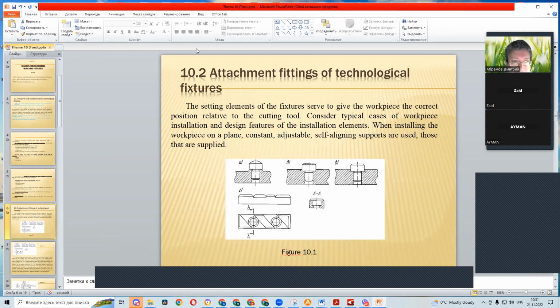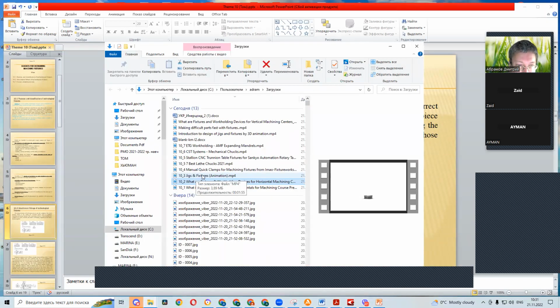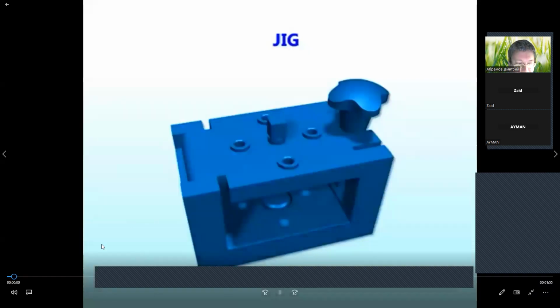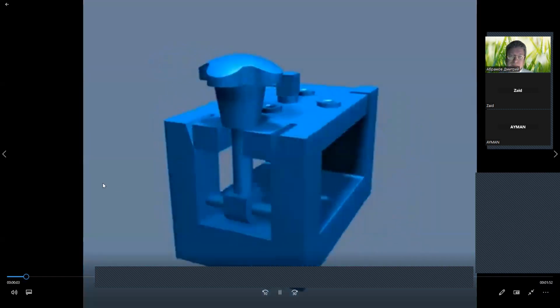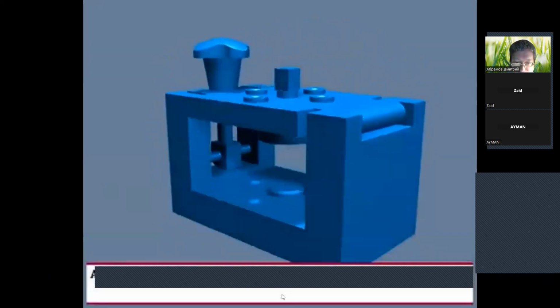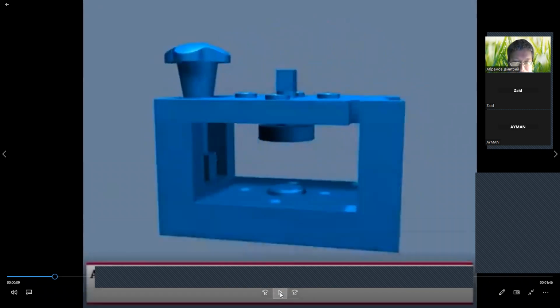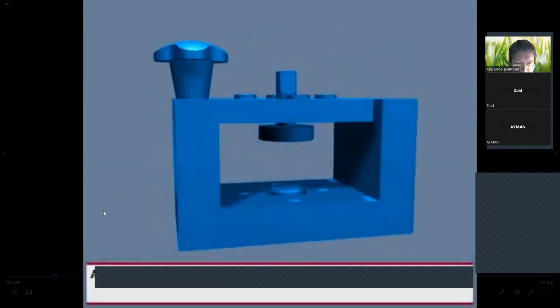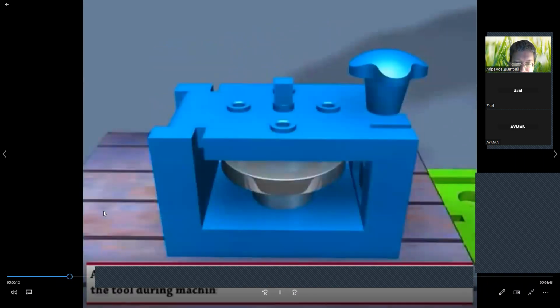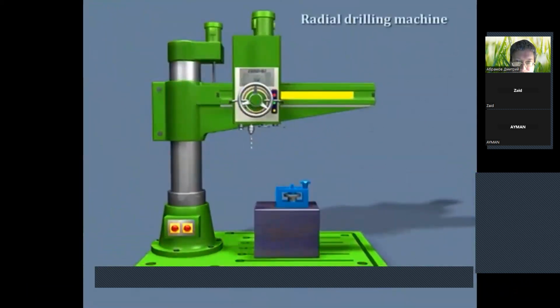And before we start item number 10.2, I want to show to you the third video. Jigs and fixtures. The difference between jigs and fixtures. Let us see the 3D model of a typical jig. A jig is a metal working tool used to hold the workpiece and to guide the tool during machining operations. Let us see an application of a jig in a drilling operation.